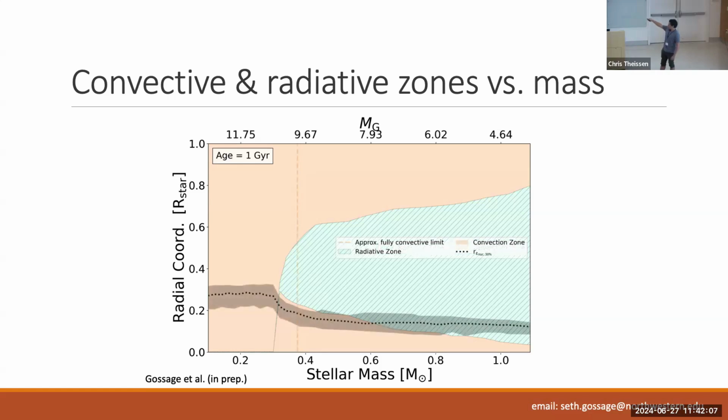I'll show again the Zhao gap here. We have this transition from partially to fully convective stars. And this gray banded region here, which we're using as a proxy for the core boundary, is just where the nuclear energy generation rate drops from 50% of its peak value down to 20% of its peak value.